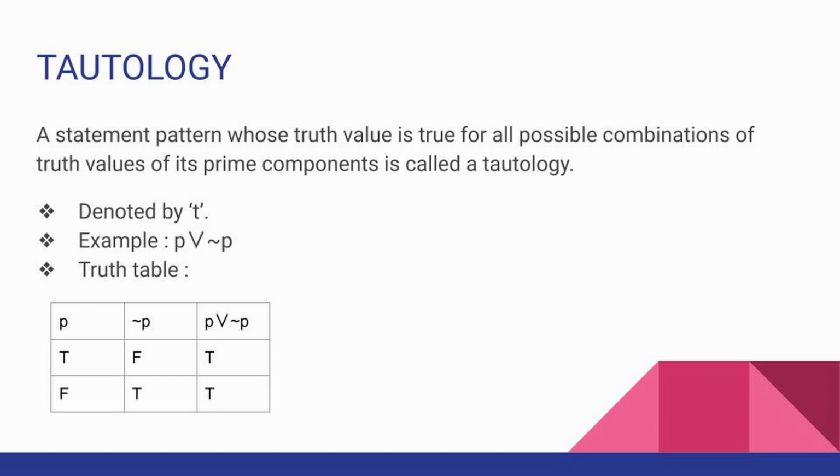Since P is a single statement, we will be having only 2 possibilities. One is true, the other one is false. Hence the negation of P is false, true. P or negation P will be true or false is true, false or true is again true. Thus we conclude that P or negation P has the truth value true for both the possibilities, hence it is a tautology.